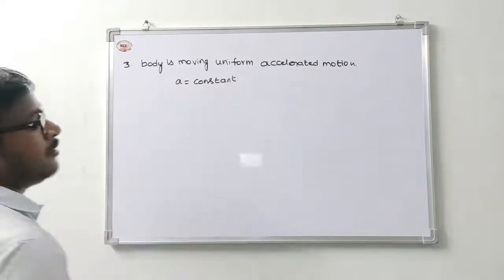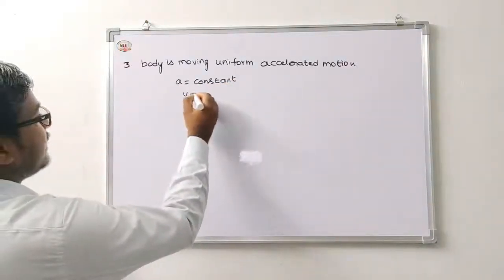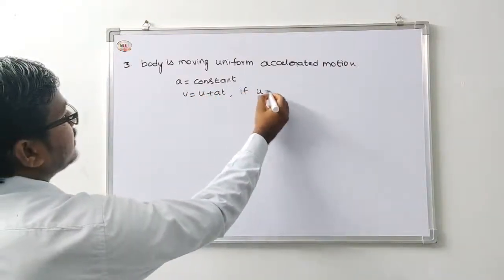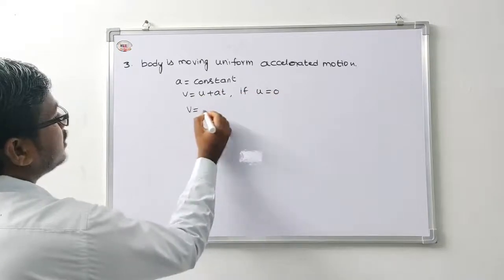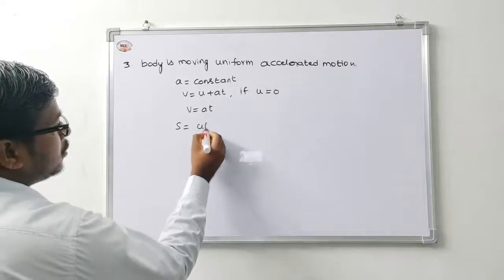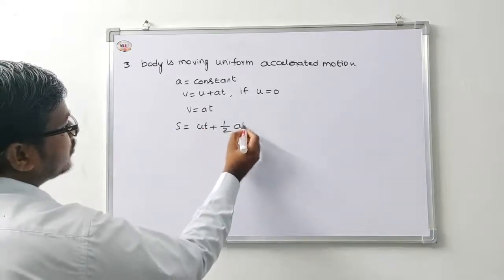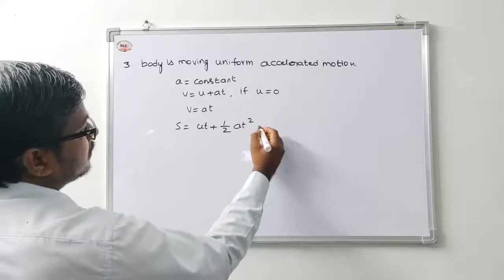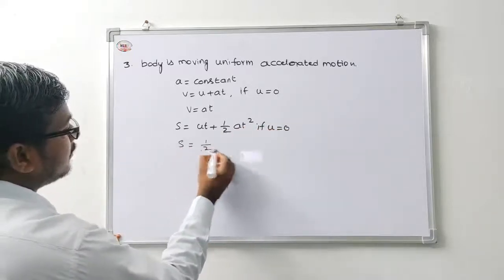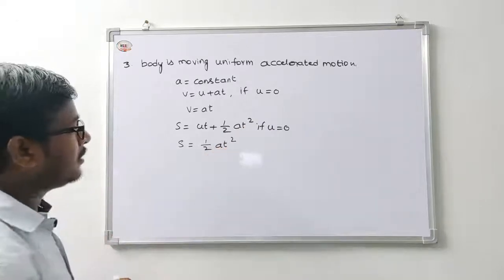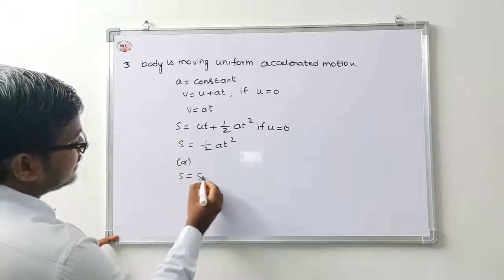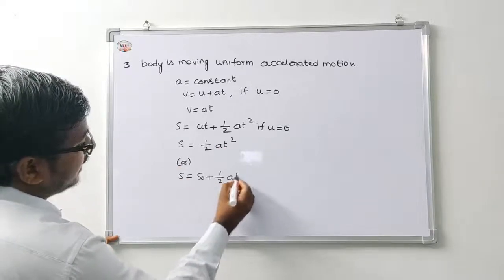Taking the first kinematic equation, v is equal to u plus at. If u is equal to 0, v is equal to at. Next, s is equal to ut plus half at square. If the initial velocity is 0, s is equal to half at square, or s is equal to s naught plus half at square.